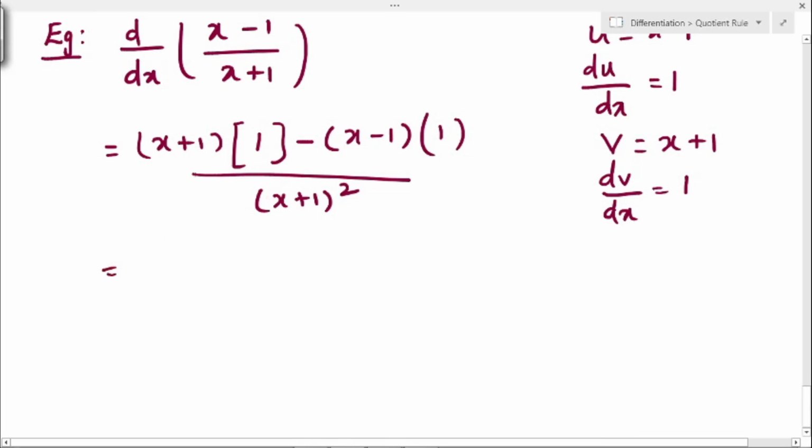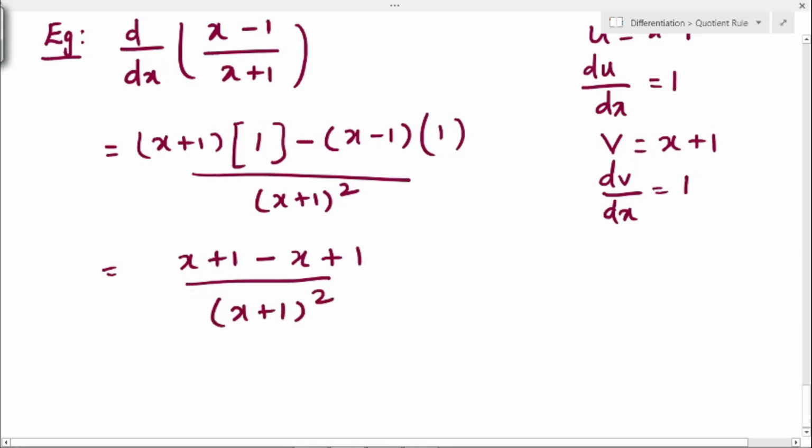V square is the denominator squared, that is (x plus 1) the whole square. So just simplify this. The first term multiplied with 1, you'll get the same term, x plus 1, minus, and here also we have (x minus 1) into 1. If you multiply, you'll get the same term, but we have minus here. So x with minus is minus x, and minus into minus will become plus 1. So divided by (x plus 1) the whole square.